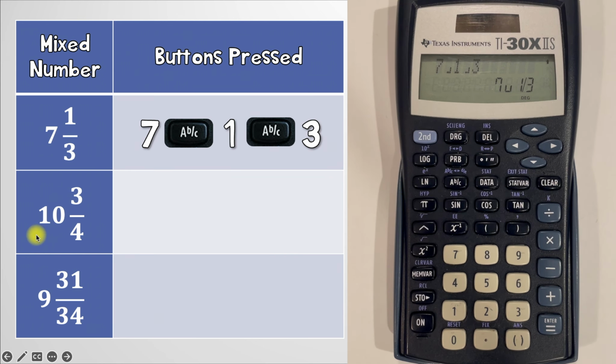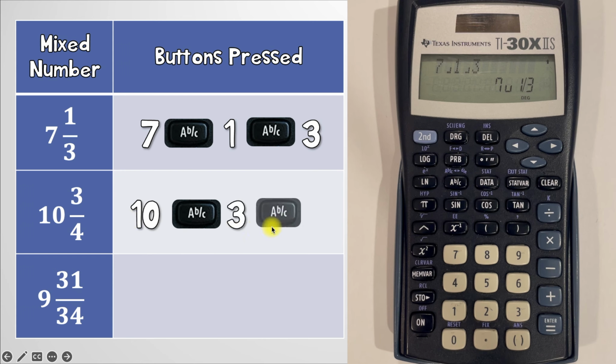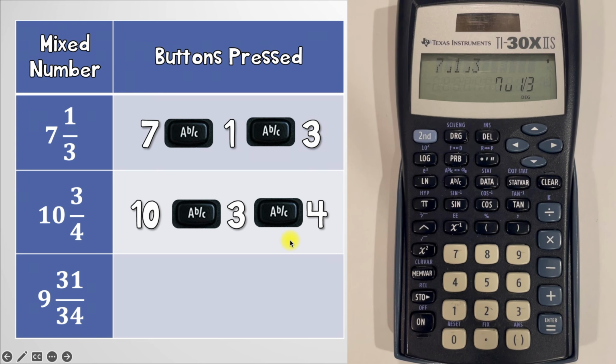So for the next example, we've got 10 and 3 over 4. The first thing you're going to enter is the number 10, since that's our whole number. Then we'll hit ABC, then the numerator 3, then ABC again, and then our denominator 4. So let's do that in the calculator.